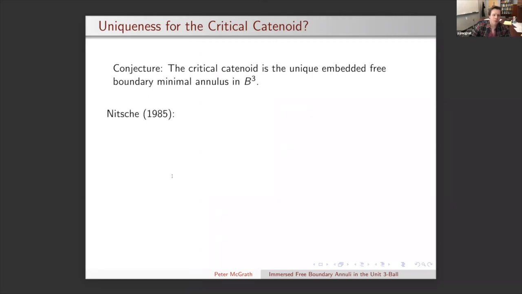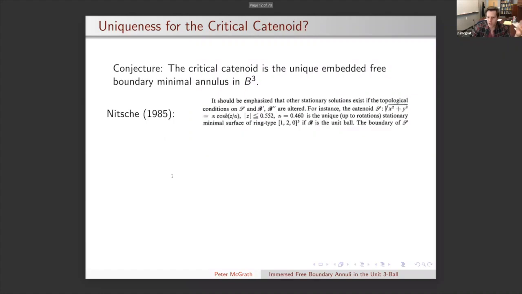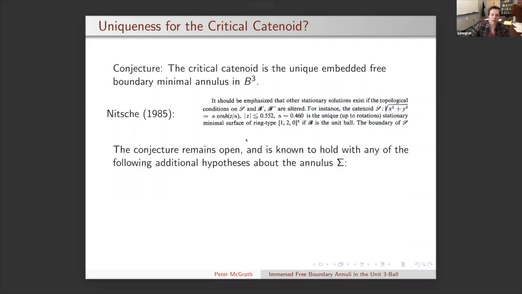So in a somewhat confusing introduction of one of his papers, Nietzsche claims that this conjecture is true. I won't read to you exactly what he says here, but as I interpret it, in the introduction of one of his papers he just asserts without proof that this catenoid is the only ring type annulus in the ball. So the conjecture, as stated up here, is still open. It is known to hold with some additional hypotheses.